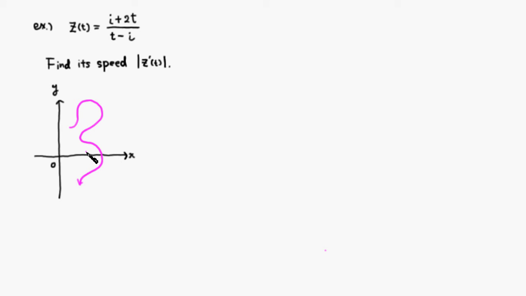Then its movement or position can be expressed as the following equation: z of t, where t is time, equals (i plus 2t) over (t minus i). Then let's find its speed at time t. We can treat z of t just like a regular function, and i is just going to be a constant, so we can take the derivative in the regular way.